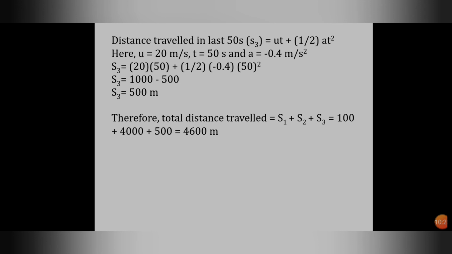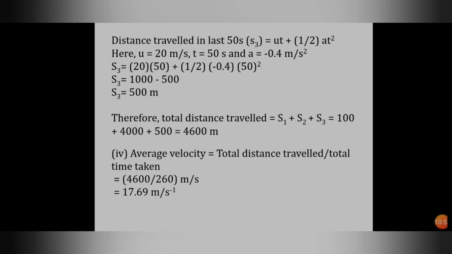Then the distance in the last 50 seconds will be ut plus half at square. So I'm substituting, I'm getting 20 into 50 plus half into minus 0.4 into 50 square. So that becomes 1000 minus 500, that is 500 meters. So I found all the three distances. I'm adding them out, s1 plus s2 plus s3. I'm getting 100 plus 4000 plus 500, that comes 4600 meters.